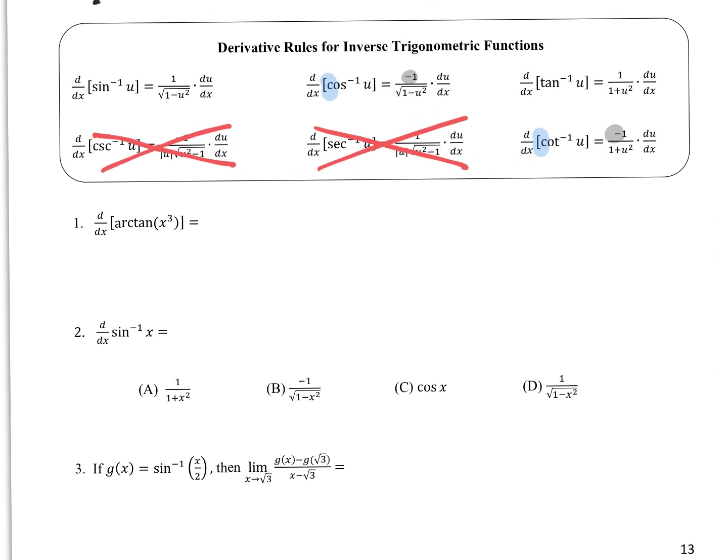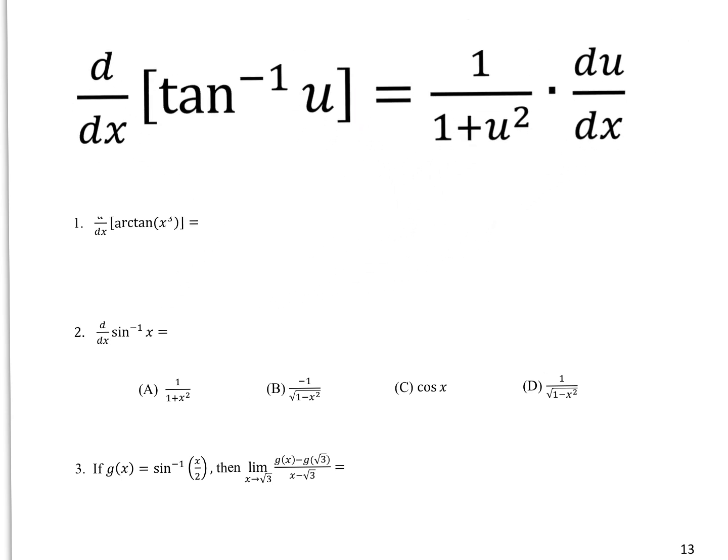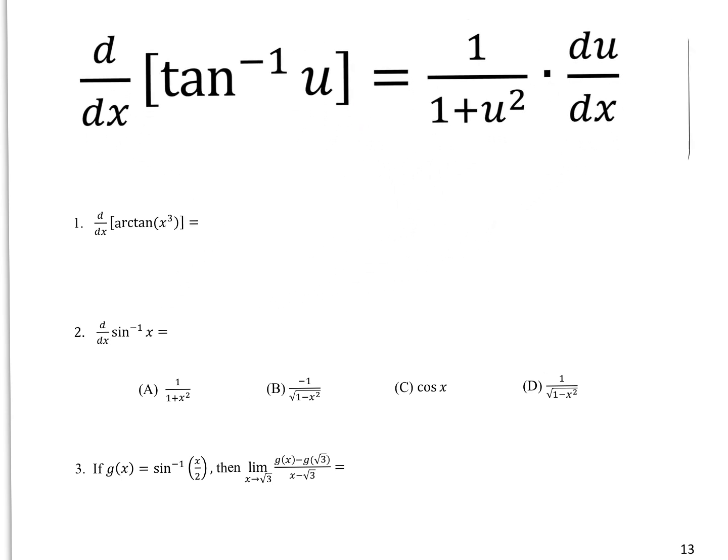So I'm going to even just bring this down because we haven't used it yet. Let's see what this means. This is saying find the derivative of arctan. Again, that's the exact same thing as saying find the derivative of inverse tan of x cubed. Same thing. Haven't done any calculus.